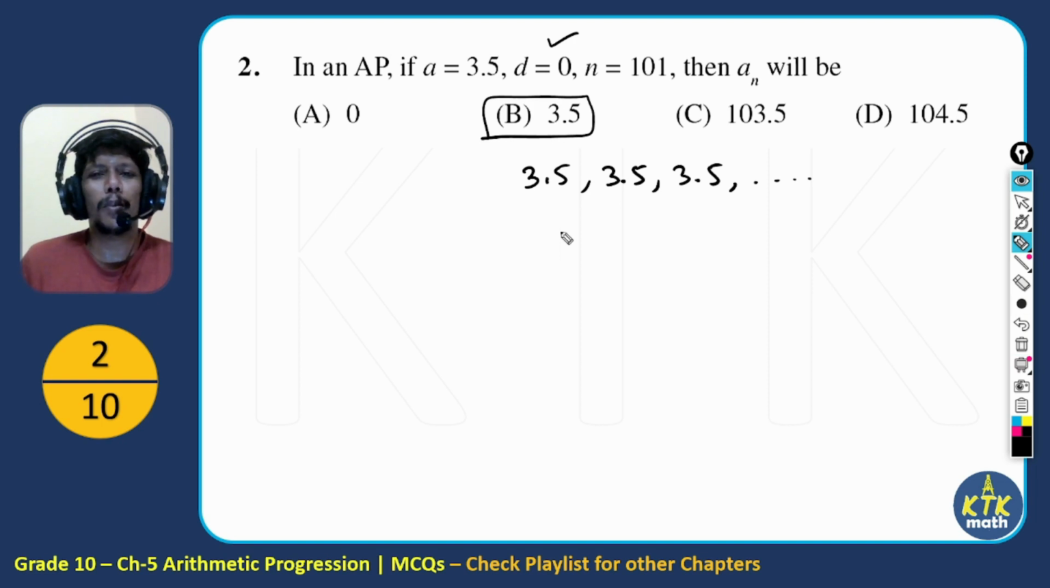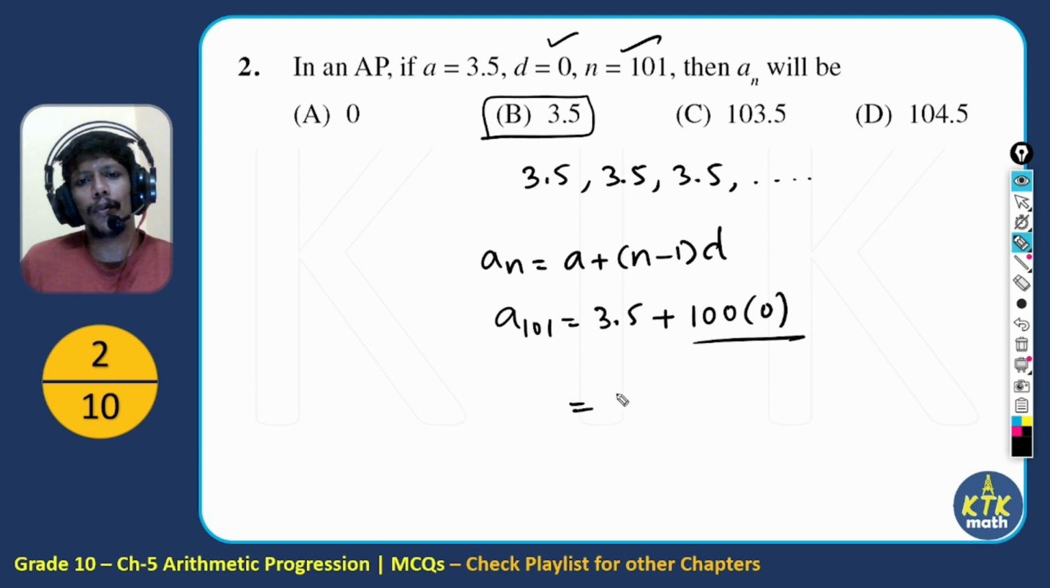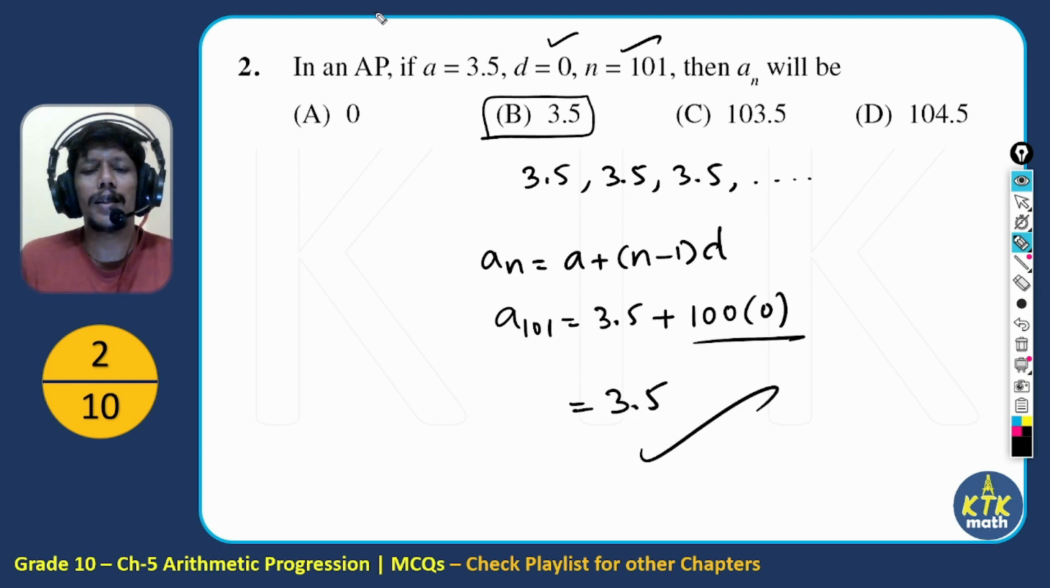Okay, if you want me to explain this by substituting in the formula, what we can do: a_n is equal to a plus (n minus 1) times d. So n is 101. So a_101 is equal to the a value 3.5 plus (101 minus 1, which is 100) times 0. So this is going to be 0, right? Therefore your 3.5 alone will be there. Since d is 0, the same first term continues as the following terms. Even if they ask the 101st term or the 200th or 1000th term, the answer remains 3.5 only because d is 0 here. I hope you understand this very simple concept.